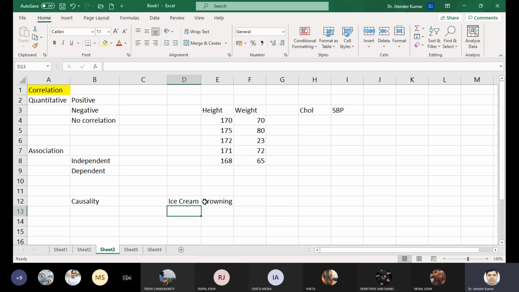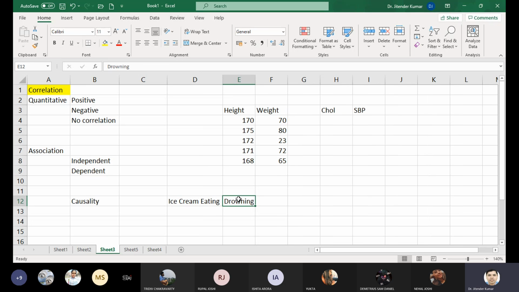So one guy collected the data on the consumption of ice cream every day. He collected the data for a certain number of days, ice cream consumption every day and the number of people drowning, and he found a positive relationship. So if there is a positive relationship, that means as the ice cream consumption increases, the cases of drowning are going to increase. So do you think people are drowning because they are eating more ice cream?